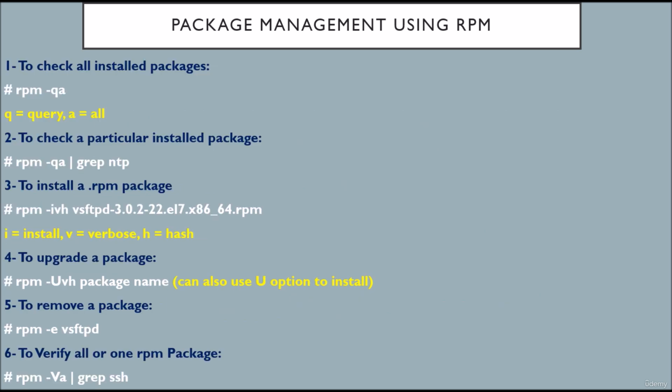Now we have some examples that we will cover through the terminal as well. You can use RPM to check all installed packages. You can also check particular installed packages. You can also install an RPM package. We will also cover that through the terminal. You can upgrade a package, you can also remove a package, and you can verify all or one RPM package, which you can also do by the first example.